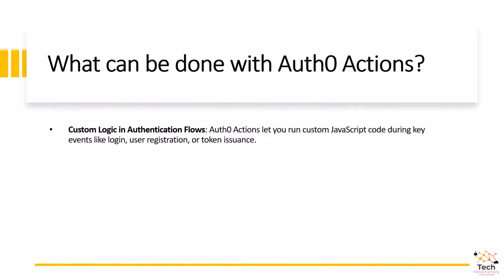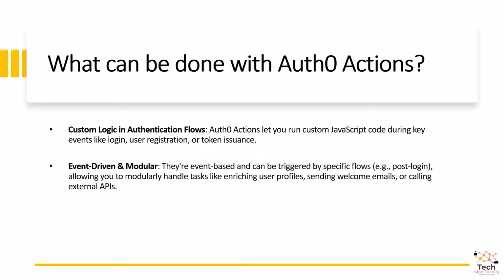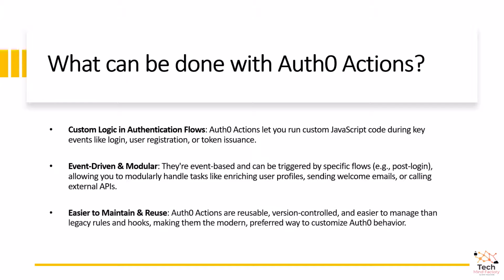So Auth0 Actions let you run custom JavaScript code during key events like login, user registration, or token issuance. They are event-based and can be triggered by specific flows. Like for instance, we can trigger an Auth0 action after a user successfully authenticated. And this allows us to modularly handle tasks like enriching user profiles, sending welcome emails to the users once they successfully register, or calling external APIs.